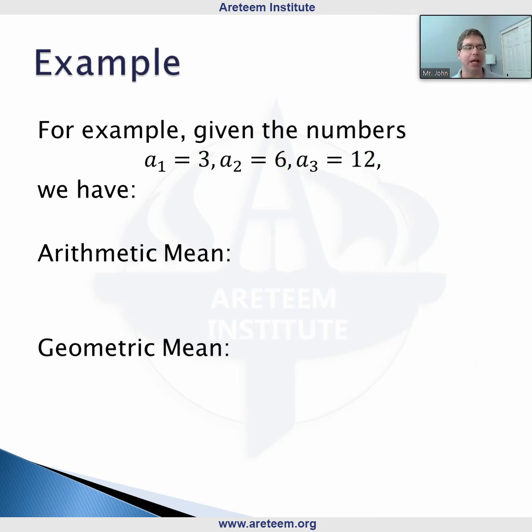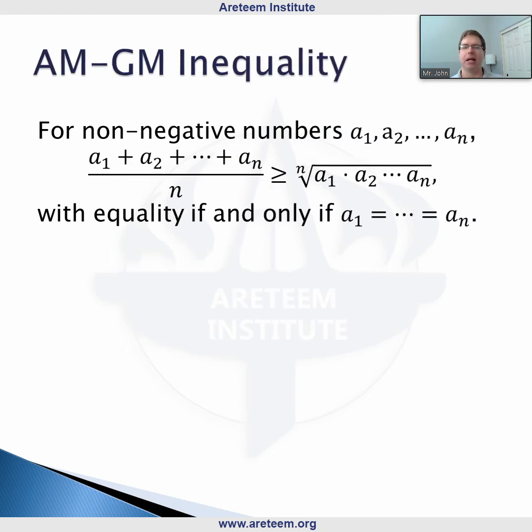And that gets us to the AM-GM inequality. AM, arithmetic mean, GM, geometric mean. So for non-negative numbers A1, A2, all the way up to An, we have the arithmetic mean. This is written out in symbols here, but you might as well just remember it as a shortcut. We have our arithmetic mean on this side, so that is our AM portion of the inequality. And this is greater than or equal to the GM, the nth root of the product of those numbers.